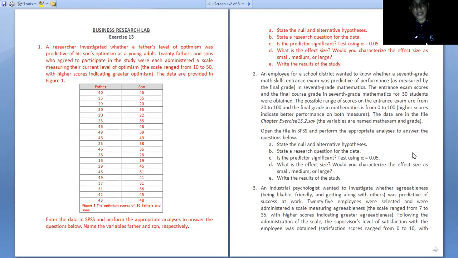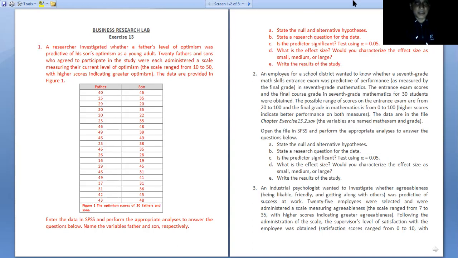The research question is: does the father's level of optimism predict the son's level of optimism? So that is our research question. Now for questions C, D, and E, we need to go for the analysis first, and then we'll be able to answer.